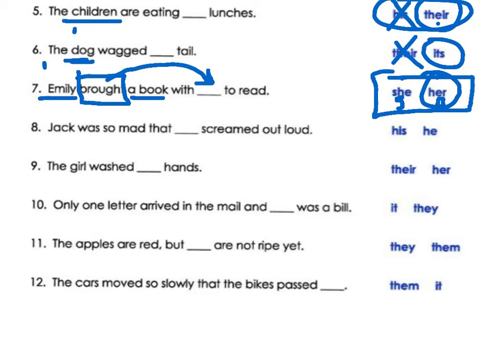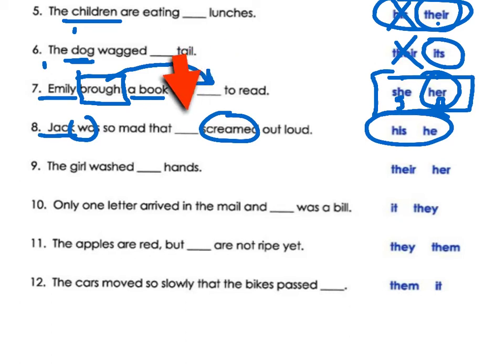Number 8. Jack was so mad that blank screamed out loud. You've got a couple of verbs here. You've got was and you've got screamed. And the noun is Jack. So Jack is a single male. But looking over here, they're both male pronouns. So which one is going to go into the blank here to answer the question?